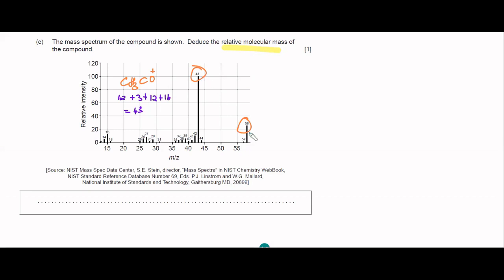Then you have something at 58. And if you observe the graph, there is nothing beyond 58, which clearly indicates that this is because of a molecular ion. Now, what is a molecular ion? A molecular ion could be formed by simply a loss of an electron. A loss of an electron will not cause the mass to decrease, because the electron's mass is taken to be negligible.